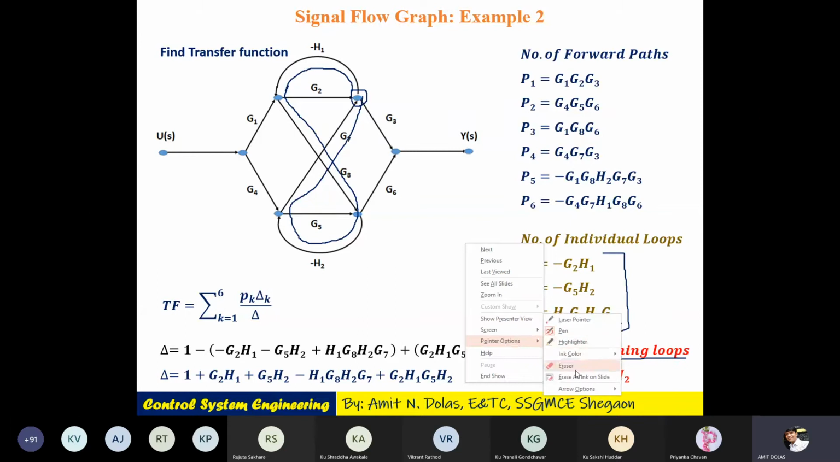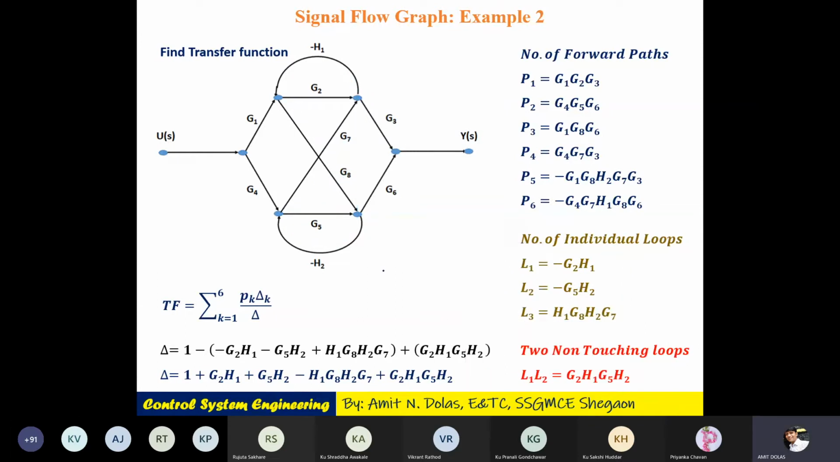So directly looking at the figure, if we look at all three loops, the big figure-8 sized loop, that is L3, touches L1 and also L2. But this is L1, minus H1 G2, and this is L2, minus H2 G5. These two are not touching. So L1 L2 is nothing but 2 non-touching loops. We have to multiply both. So that will be G2 H1 G5 H2.